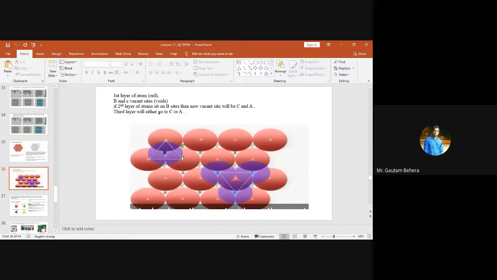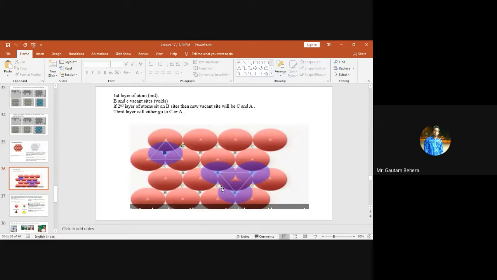So the second layer of atoms may sit in the B sites, or it may sit in the C sites. If B sites are filled, C sites will remain empty, right? Or if C sites are filled by the second layer of atoms, then B sites will be vacant. But basically we assume the second layer of atoms always sits in the B sites. Just have a look at this one. The atom will sit over here, over here, over here. So C sites will be vacant. Then atoms will sit over here, here, and here, then here, here, and here. So C sites will remain vacant, right?